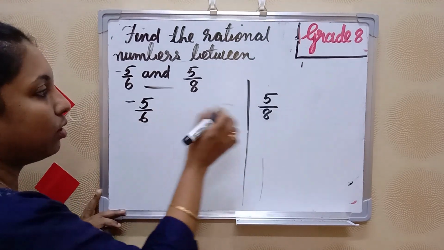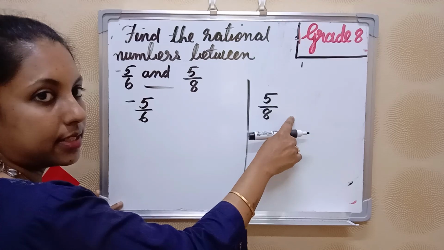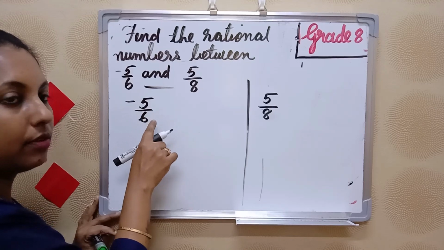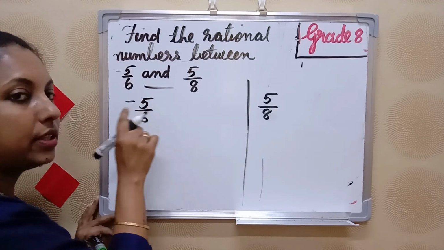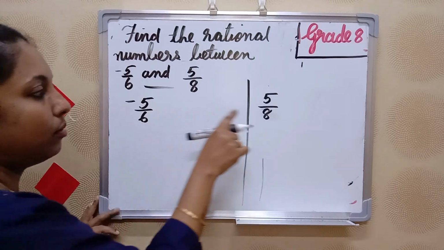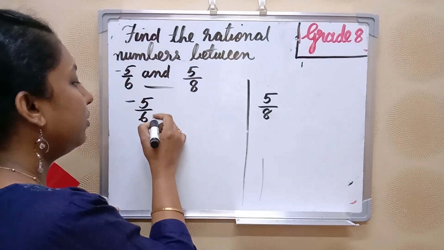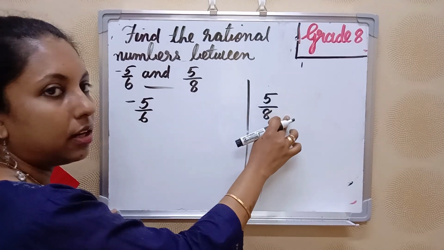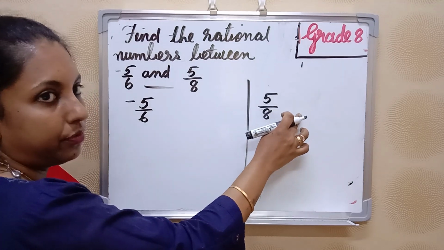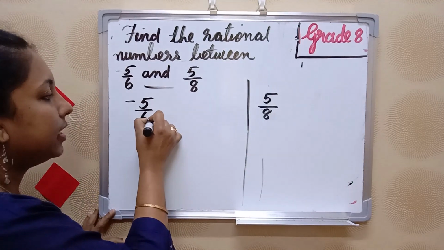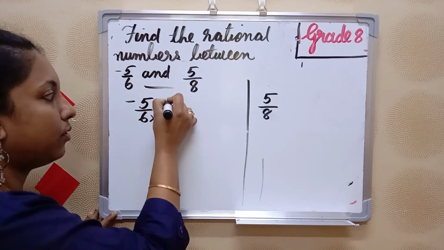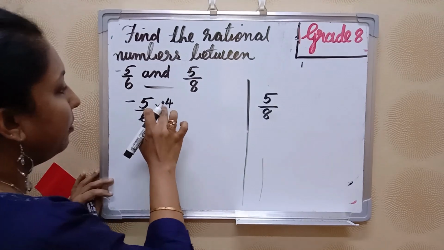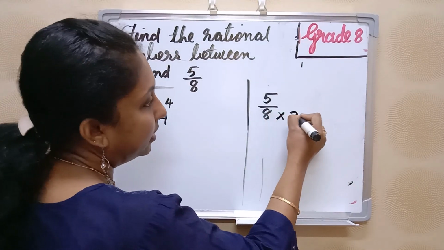Here 6 2s are 12 but 8 2s are 16. When we are converting, how can we convert? Multiply and divide with the same number. 6 2s are 12 but 8 2s are 16, we can't. Now the next number is 3. So 6 3s are 18, 8 3s are 24. So here 6 4s are 24, here 8 3s are 24. So we can multiply here by 4 and here by 3.